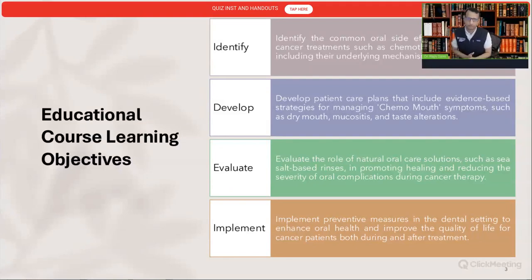Our third goal here is to evaluate the role of natural oral care products, where we can use natural and clean ingredients based oral care products that can really help cancer patients in managing their oral side effects very precisely. And fourth is to implement the lessons which we are going to learn here in order to manage the side effects of chemo mouth, and how best we can adapt them in our dental clinical settings for maximum output of the clinical results. So let's start.